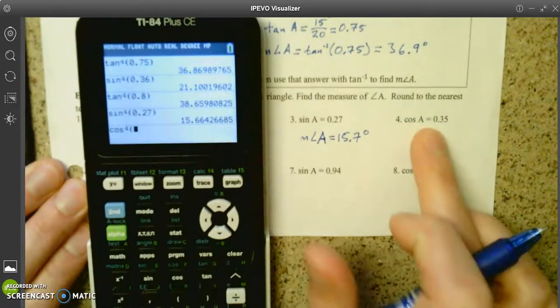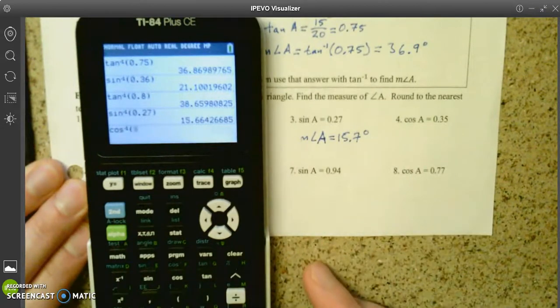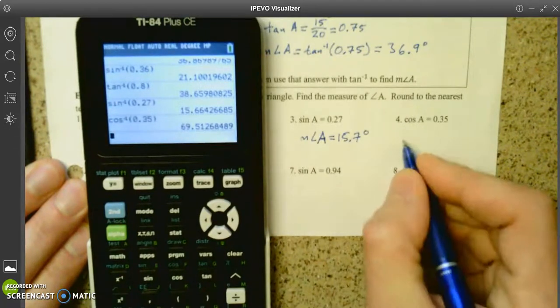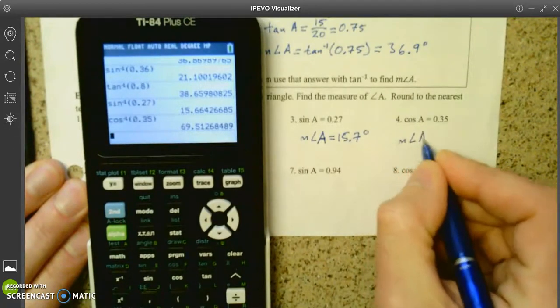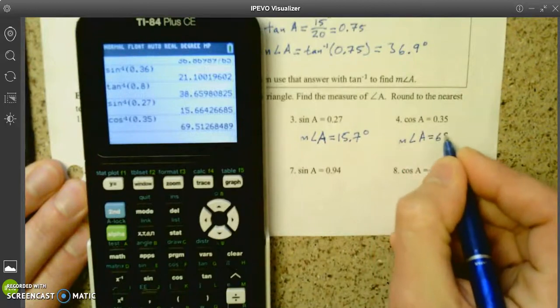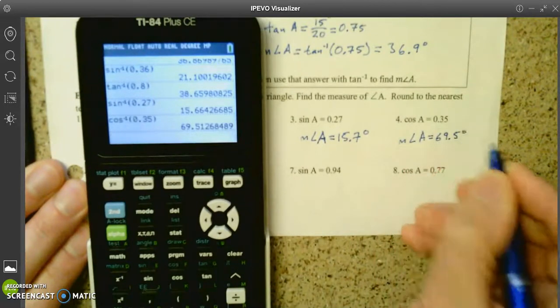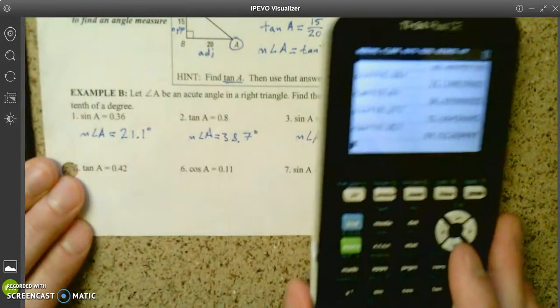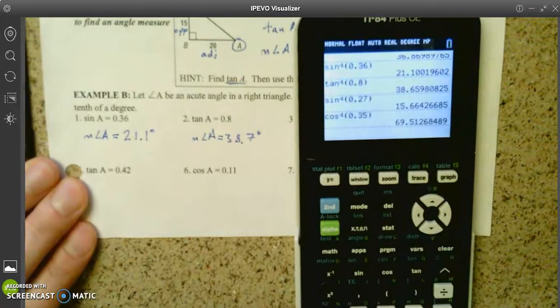And then for cosine of A equals 0.35, we do inverse cosine of 0.35. And that gives me the measure of angle A is equal to 69.5 degrees. What I'd like for you to do is go ahead and try the next set on your own, pause the video, and then see if you agree.